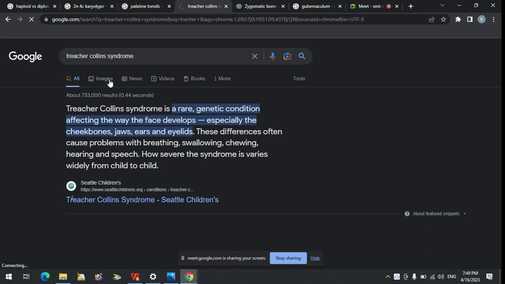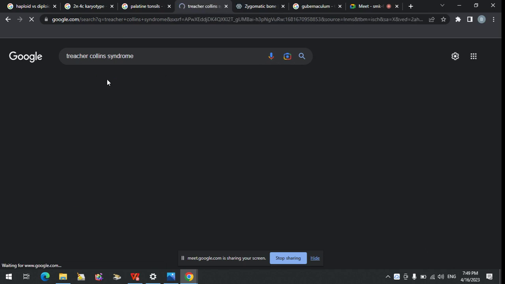So problem with speech because of the cleft palate, of course. Problem with chewing.